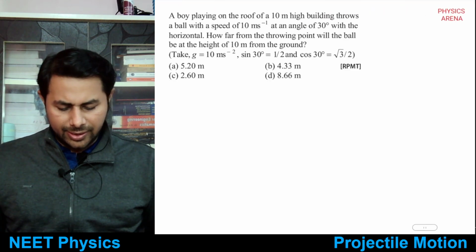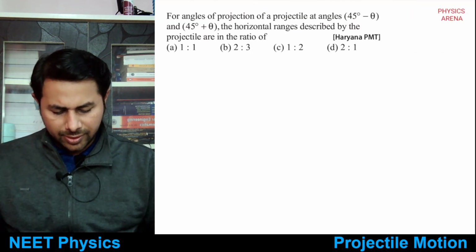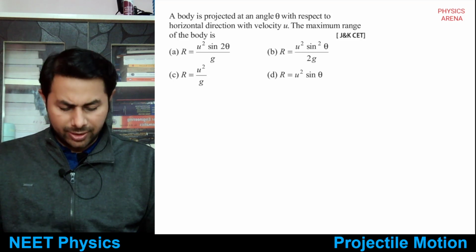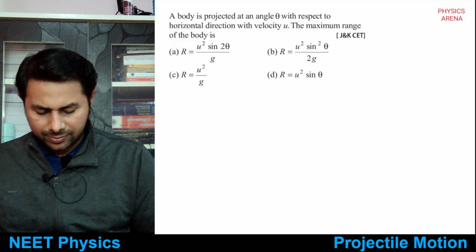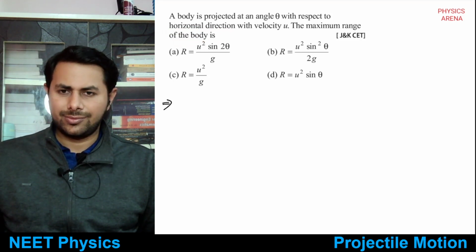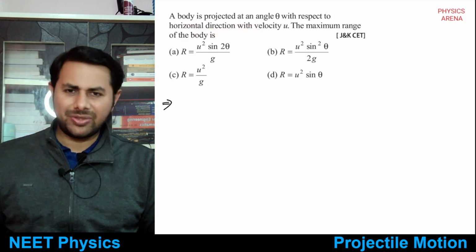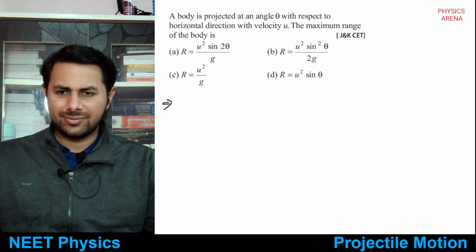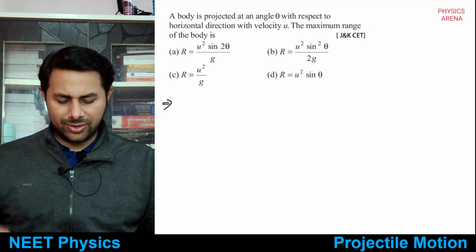Okay, very good. Then we'll come to this one. A body is projected at an angle of theta with respect to the horizontal direction with velocity u. The maximum range of the body is, tell me. A body is projected at an angle theta with respect to the horizontal direction with velocity u. The maximum range of the body is. Yeah, everyone is saying option C. Correct. No, Indusha, it's not option A.